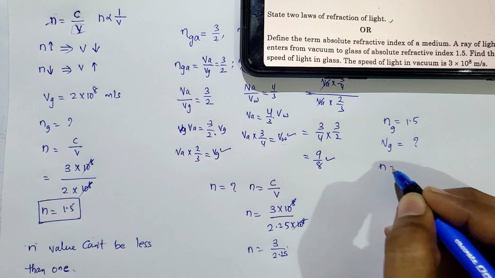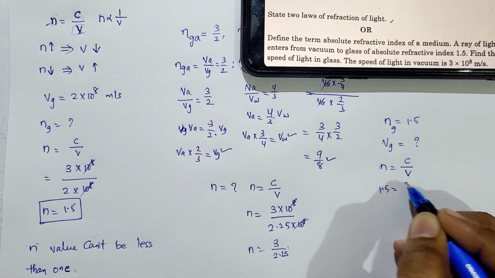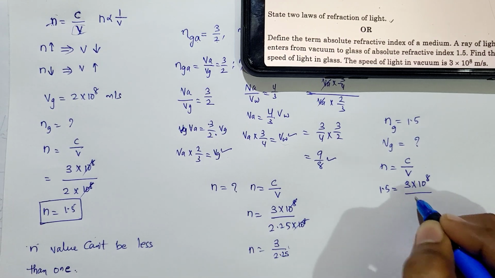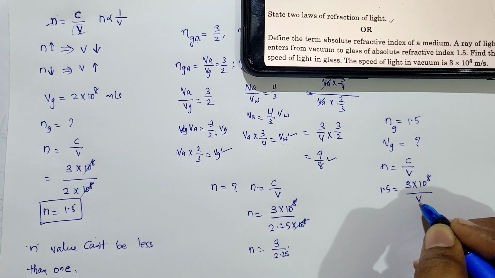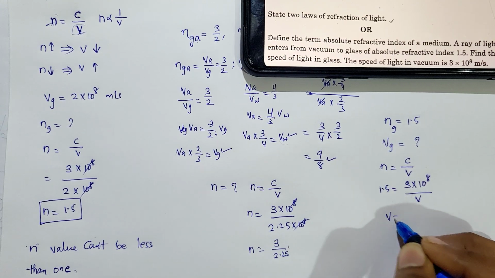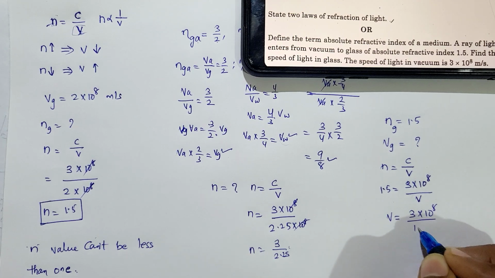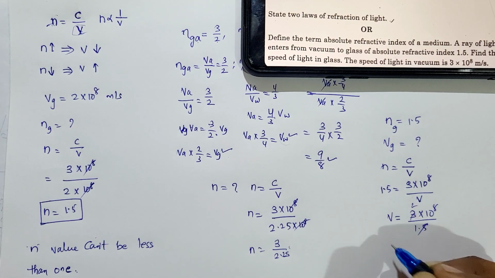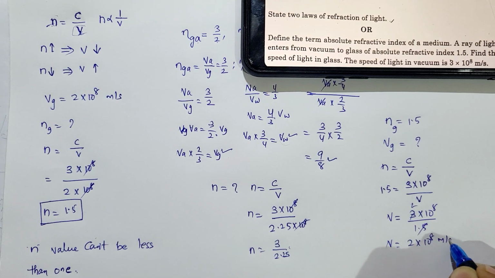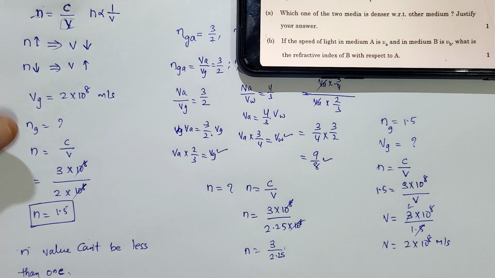What is n formula? N is equal to C by V. N is 1.5 is equal to C is 3 into 10 power 8 divided by V. V we have to find out. Send V this side, 1.5 come this side. So V is equal to 3 into 10 power 8 divided by 1.5. 1.5 and 1.5 cancel, so V is equal to 2 into 10 power 8 meters per second. Simple. Next, one more question.